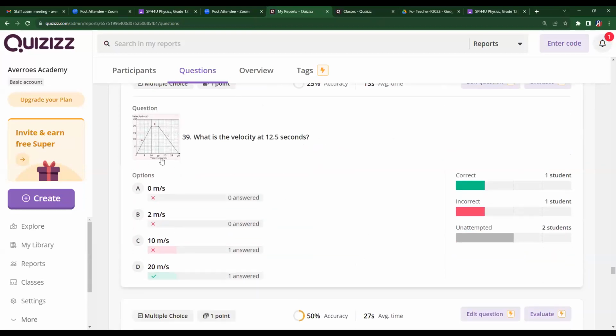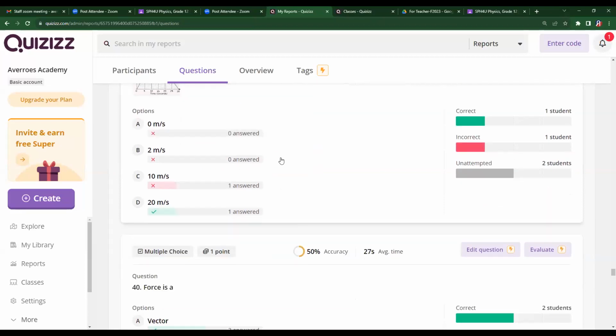Okay, velocity at 12.5 seconds. Okay, 12.5 is between 10 and 15. So velocity on interval B stays the same, 20 meters per second. So for 5 seconds, speed doesn't change, it stays the same.